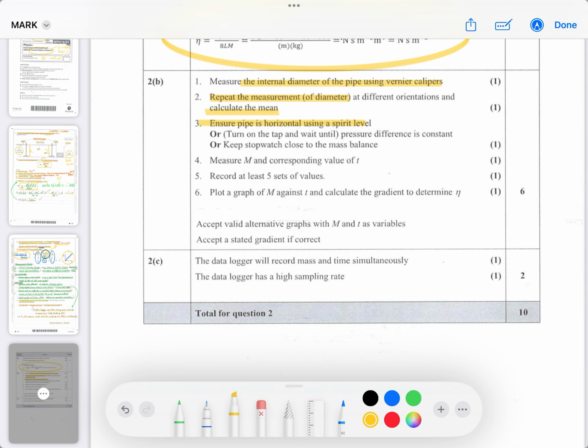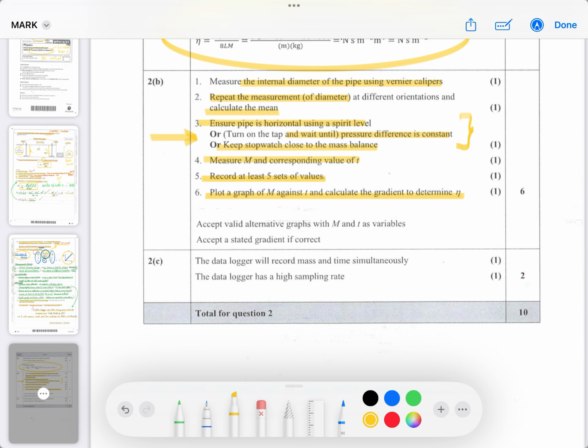They're giving alternatives for doing a check. I think I mentioned these. Wait until the pressure difference is constant before you start taking your measurements. Or keep the stopwatch close to the mass balance is another check. So any of these are checks that will get you an extra mark. And then measure M and corresponding values of T. Get at least 5 sets. It's a minimum required for a graph. And then plot the graph of mass against time.